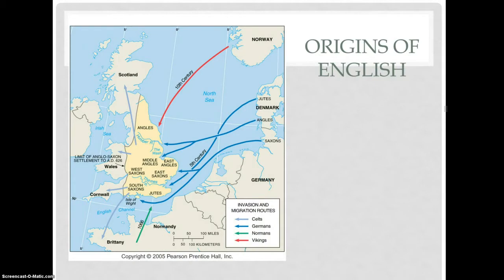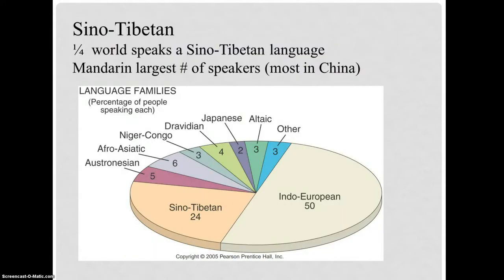Make sure you understand the diffusion of Indo-European languages and English in particular. So talking about the origins of the language, and then how the language is diffused to an area, and then how they combined to create what we now know as English. Again, Sino-Tibetan, a quarter of the world's population speaks one of the Sino-Tibetan languages, with Mandarin being the largest.